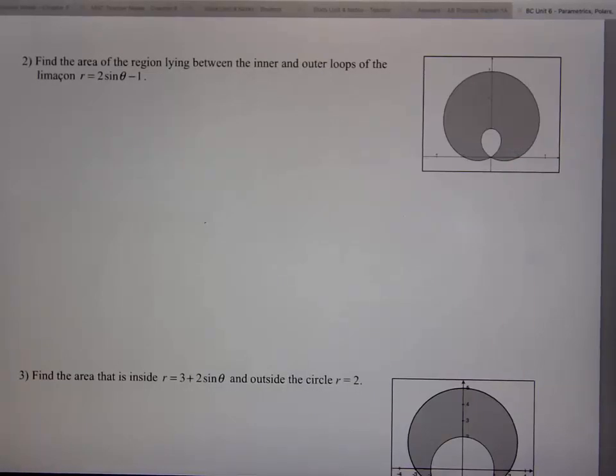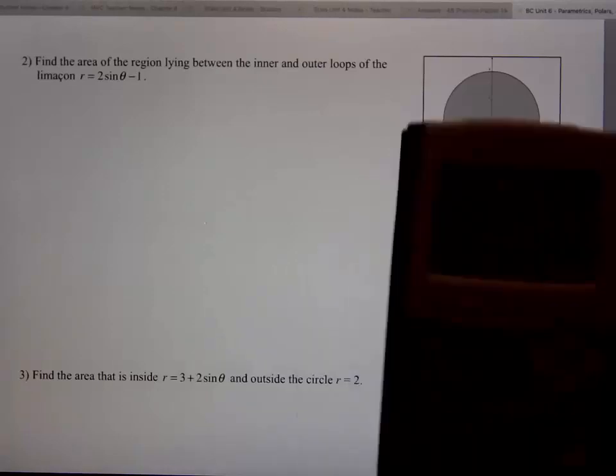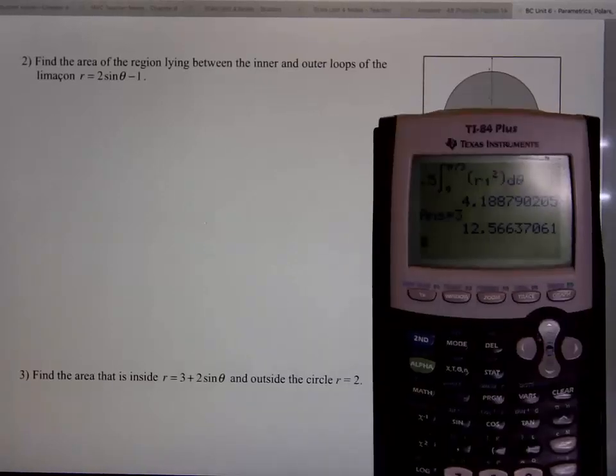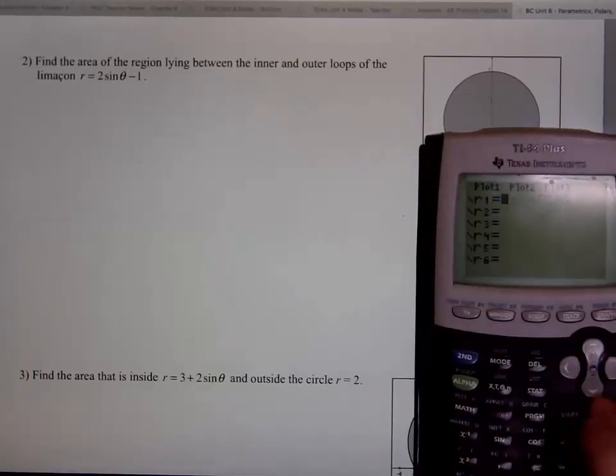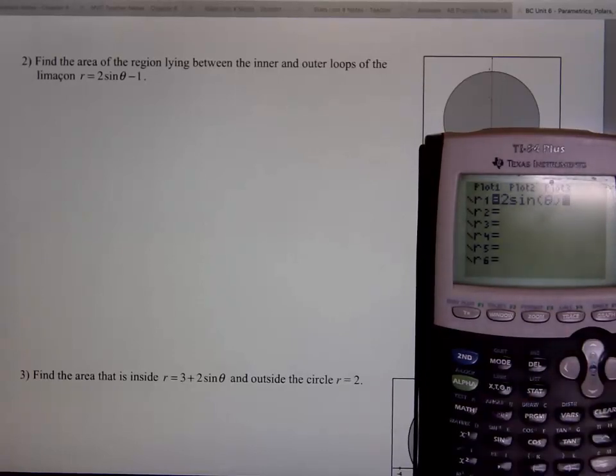Okay? So what we're going to do first is graph this on the calculator to see what direction it goes, where it starts, etc. So turn your calculator on, go to y equals, type in 2 sine theta, close that parentheses, minus 1.